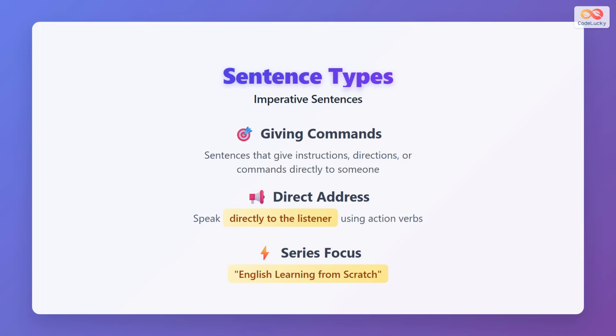Imperative sentences give instructions, directions, or commands directly to someone. They speak directly to the listener using action verbs. This is part of the English Learning from Scratch series.